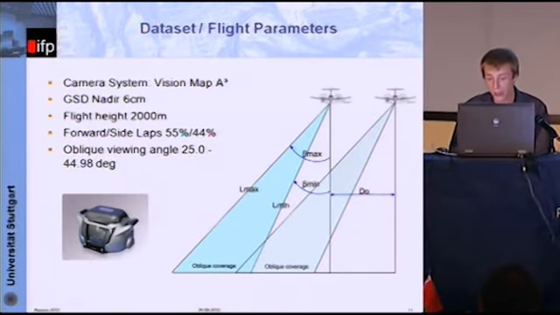Okay, so the camera system used for these oblique tests was the Vision Map A3. I'll talk a little about the flight parameters. The GSD of 6 centimeters in the nadir case was captured. Flight height was approximately 2,000 meters. You have forward lap and side lap of 55 and 44%. So side lap is exactly this part in here. And you have these oblique viewing angles of 25 to 44 degrees. Oh, this is actually that part in here.